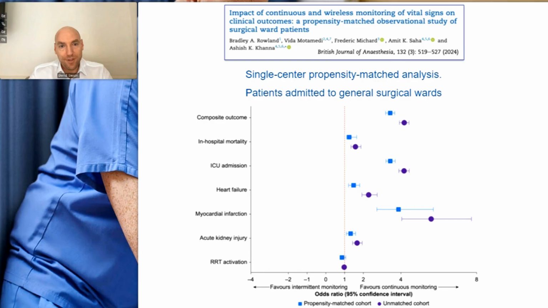We need much more trials on this. We need much more robust data proving that continuous monitoring can actually improve patient-centered outcomes. But I think that these first studies showing that those continuous monitoring systems can decrease nurse workload and actually improve patient-centered outcomes are promising and should prompt us to design much larger, more robust, and more definitive trials.